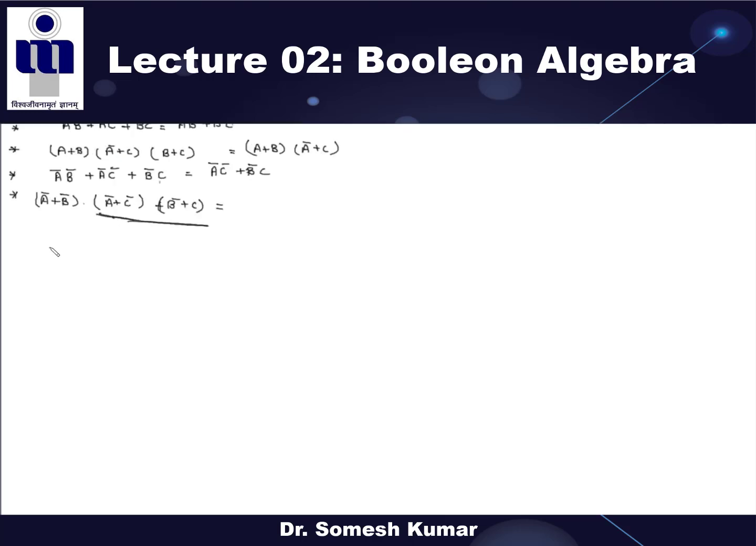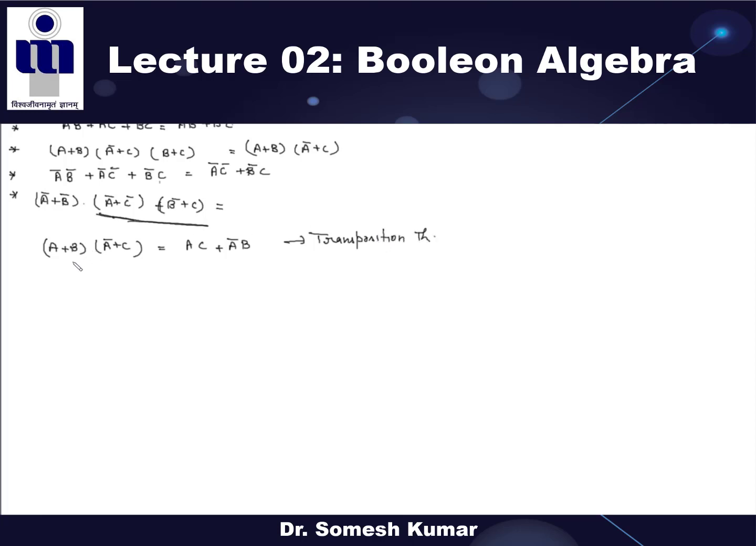Now I am telling you one more theorem. For example, this is one term A plus B, and this is A bar plus C bar, A bar plus C. So the final expression is AC plus A bar B. You can expand this thing, so the answer will come like this. This is your transposition theorem.